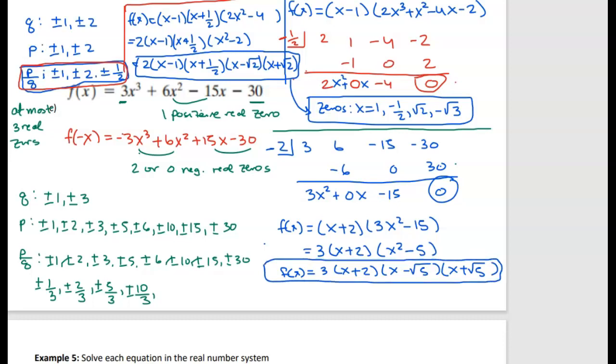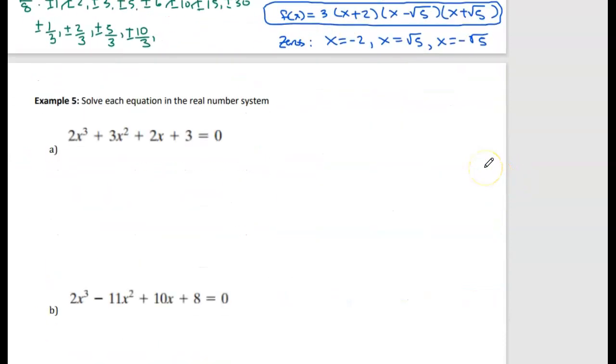Alright, and the zeros are x equals negative 2, x equals square root of 5, and x equals negative square root of 5. Alright, so you can confirm, you can see that there's 1 positive real zero, the square root of 5, and 2 negative real zeros, the negative 2 and the negative square root of 5.